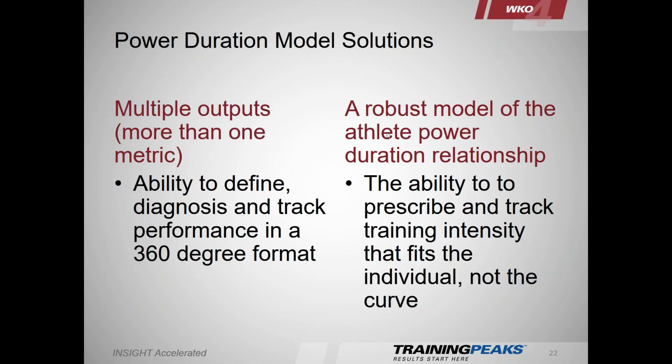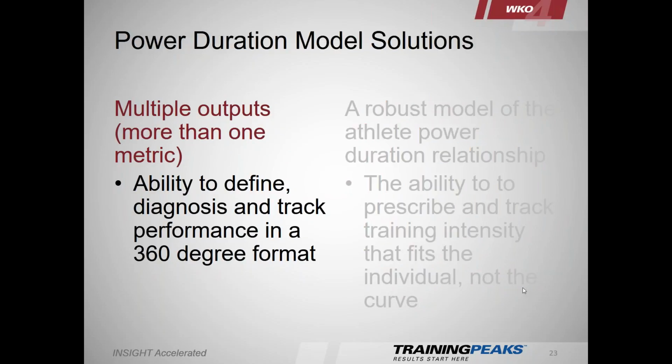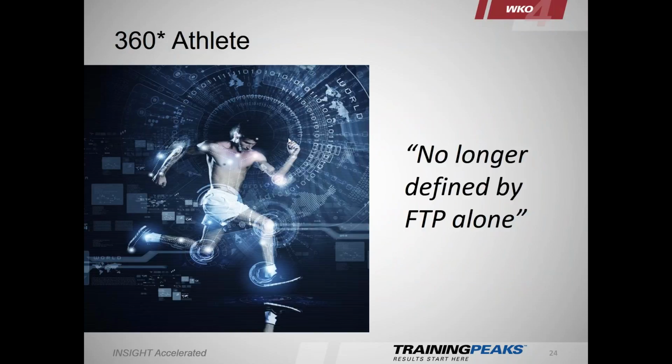And as a robust model of the athlete power duration relationship, it gives us the ability to prescribe and track training intensity that fits the individual, not the curve. So what does that look like? Well, let's talk about the 360-degree athlete, no longer defined by FTP alone.